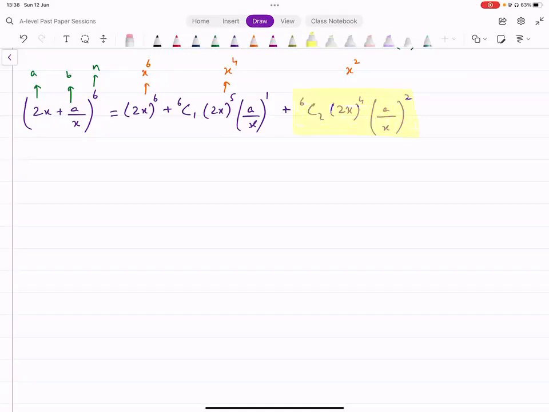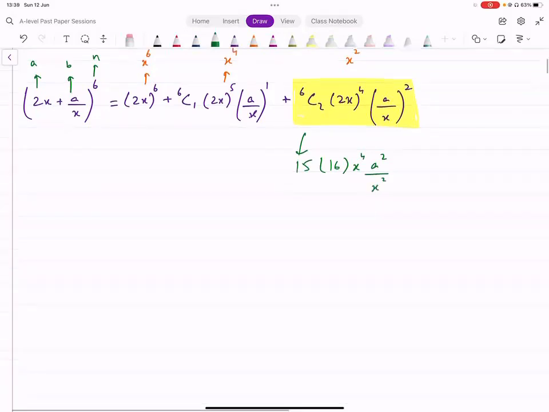Let's do that. 6c2, so let's see what that turns out to be. Let me just find that out from my calculator. 6c2, yeah, so that's 15. 15 into 2 raised to power 4, which is 16, into x raised to power 4 into a squared divided by x squared. If you simplify this, you get 16 into 15, that is 240 a squared x squared.